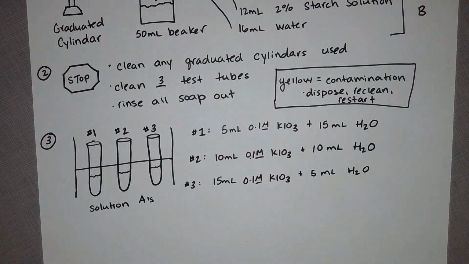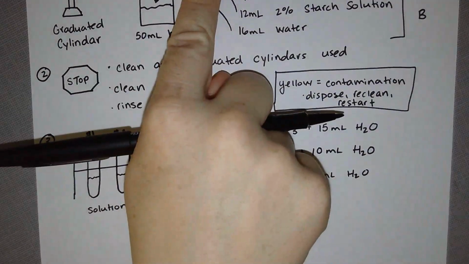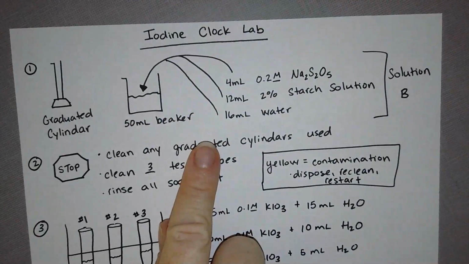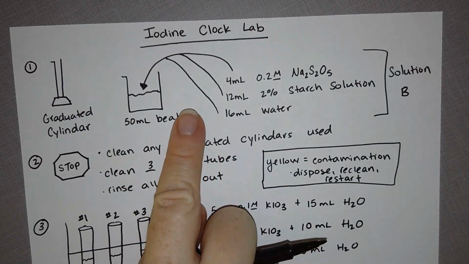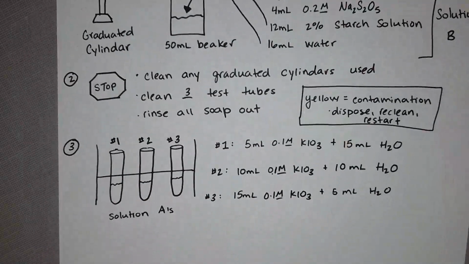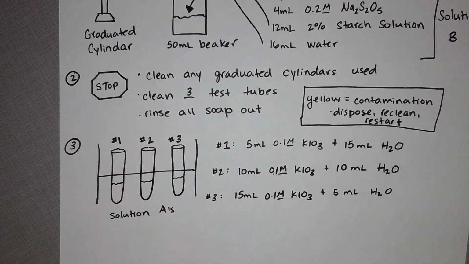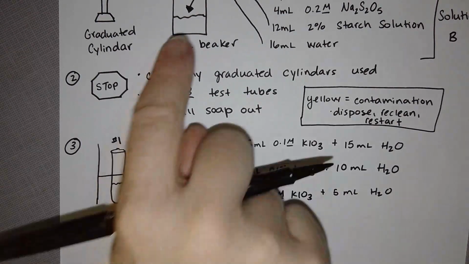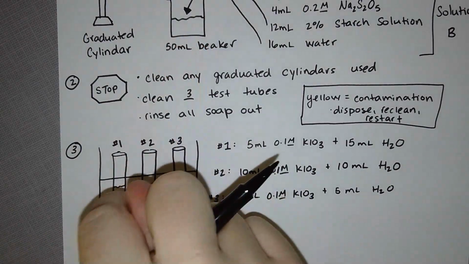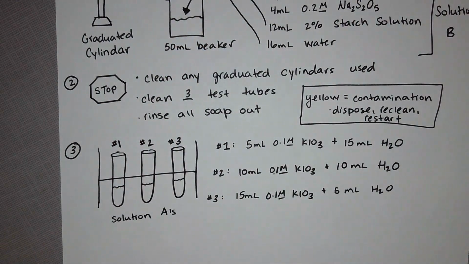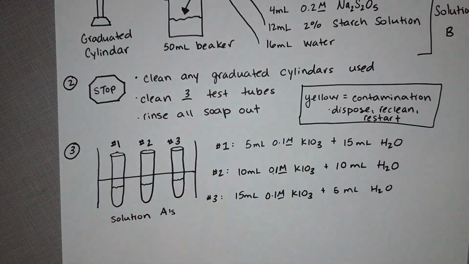Now, so far, we have not done any chemistry yet in our iodine clock lab. We have just set up our materials. We've got solution B in a beaker. We have 3 solution A's in 3 different test tubes. The reaction doesn't start until you combine A with B. Now, we are not just going to bombs away dump all of solution B in test tube 1. Solution B is a stock solution. You have enough in this beaker to run all 3 trials.